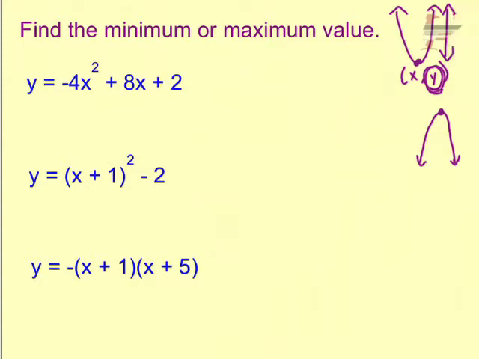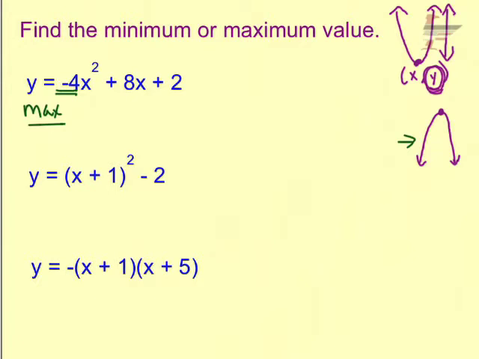So let's see. First, y equals negative 4x squared plus 8x plus 2. I can see that our a value is negative 4, so it's opening down. It's going to look like this one over here, which means it will have a maximum value. And we want to know what the maximum value is. So we have to find the vertex and figure out what the y value is.